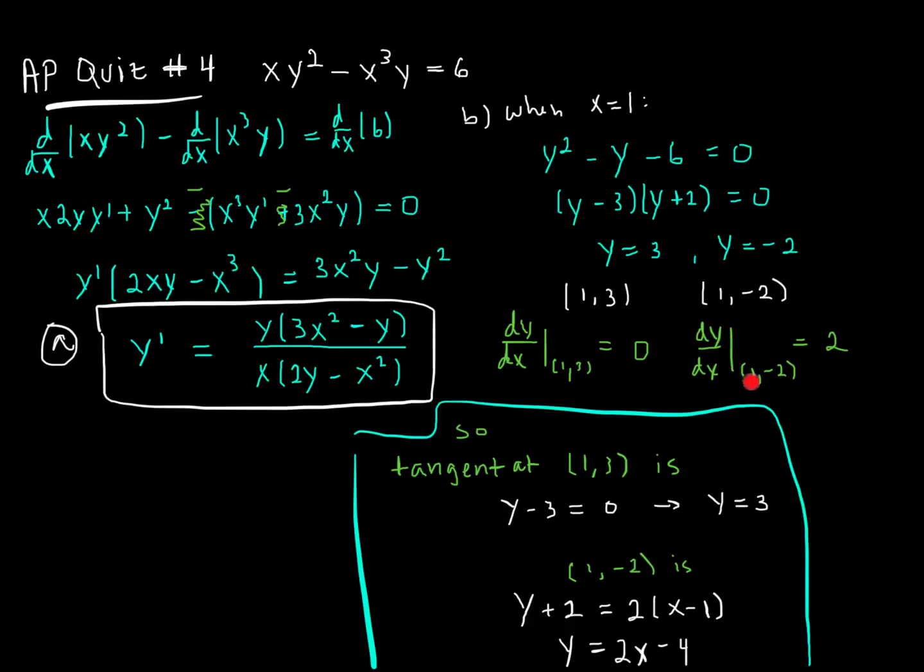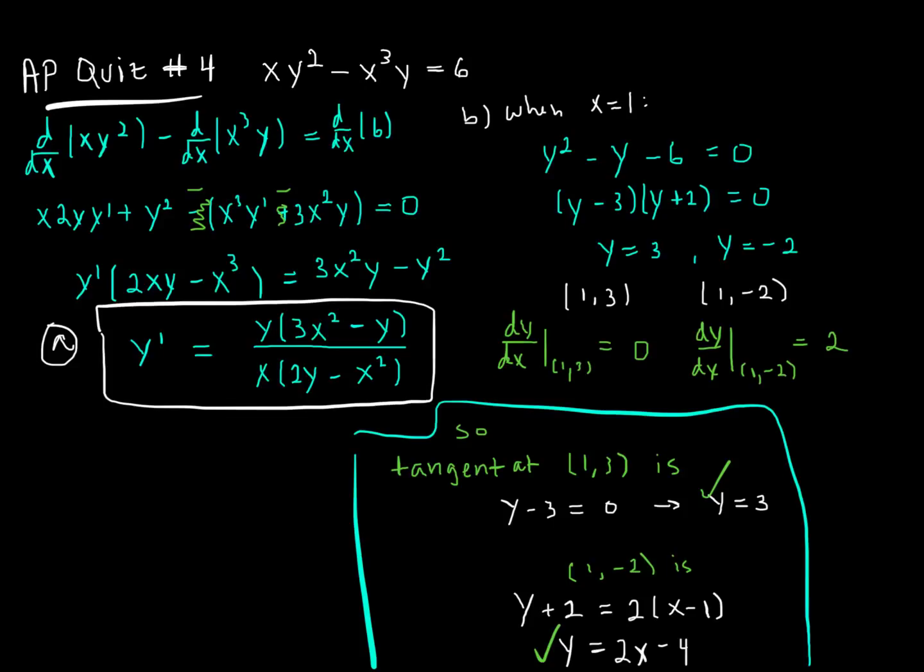And the derivative evaluated at the point 1, negative 2 has a value of 2, so I can write the tangent at that point as y plus 2 is equal to 2 times x minus 1, and so I get the equation y equals 2x minus 4. So these are going to be the two equations for the tangent to this curve when x is equal to 1.